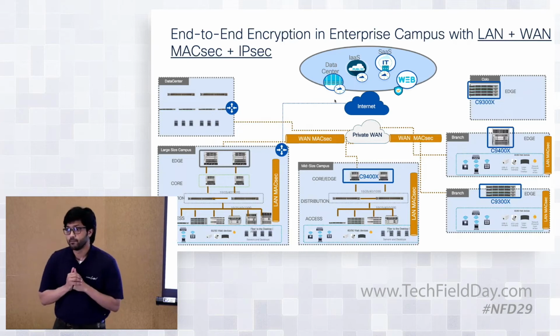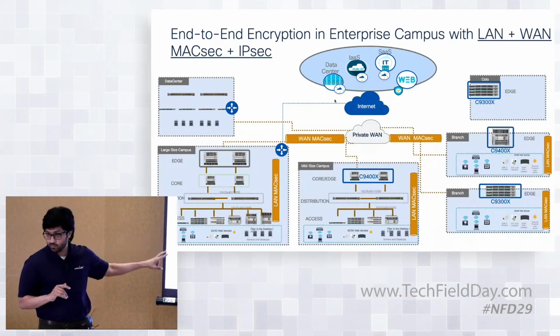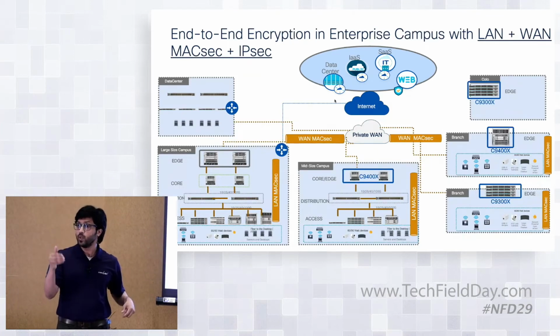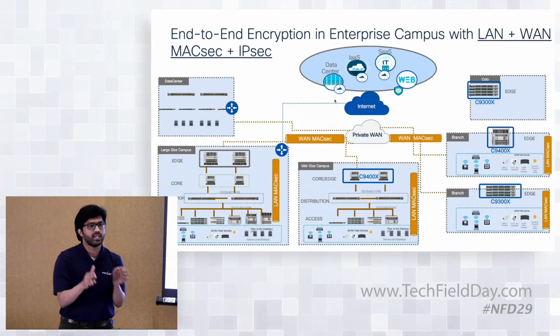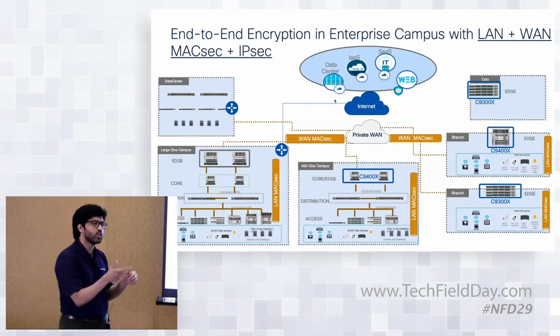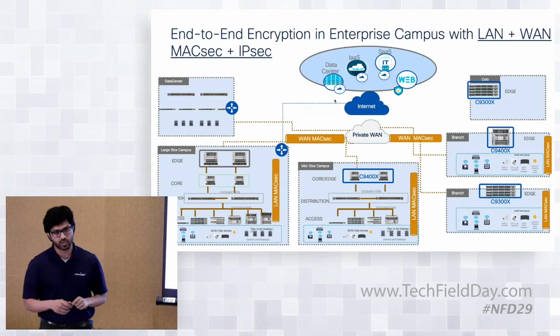Sorry, question. You're using Silicon One? Currently on the 9300X and 9400X, it is not Silicon One, but it is the new UADP ASICs, which is mainly focused on security as a feature. UADP is commonly known as Unified Access Data Plane ASICs. These are flexible, programmable ASICs. It's the next generation of the ASICs that we are putting on these 9300X and 9400X.